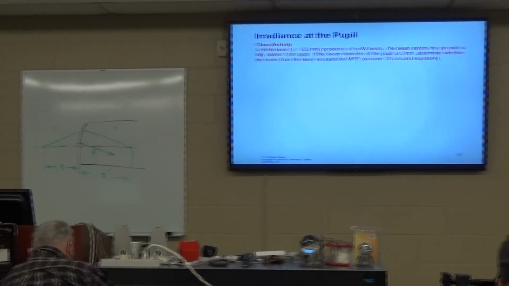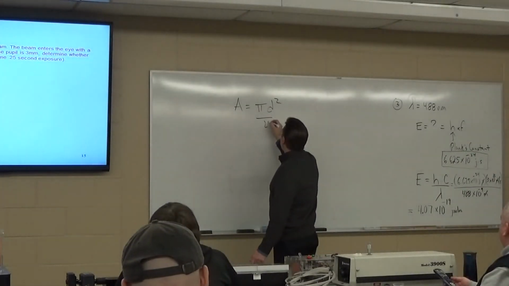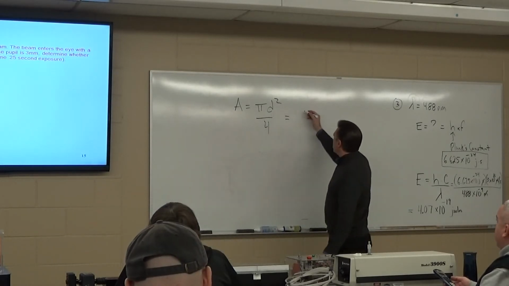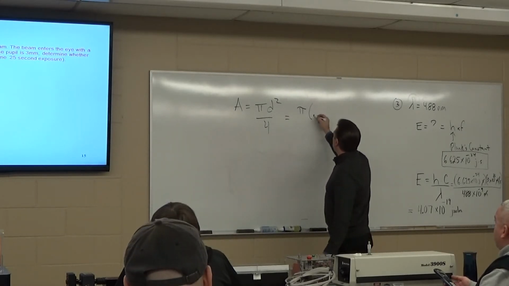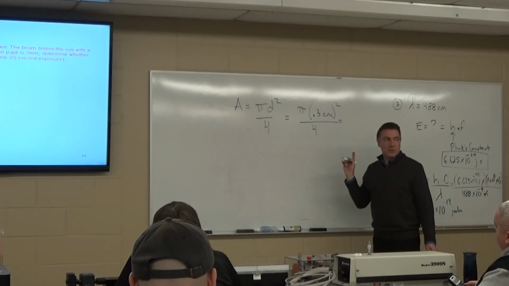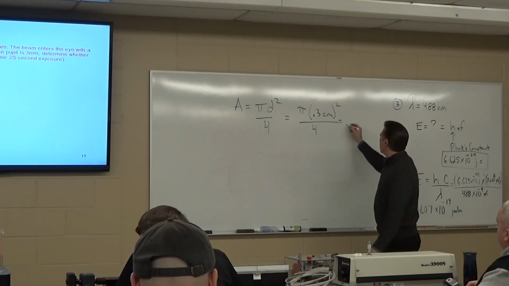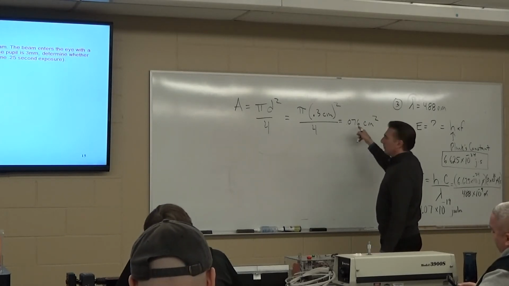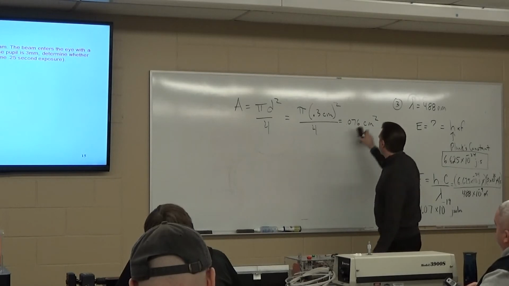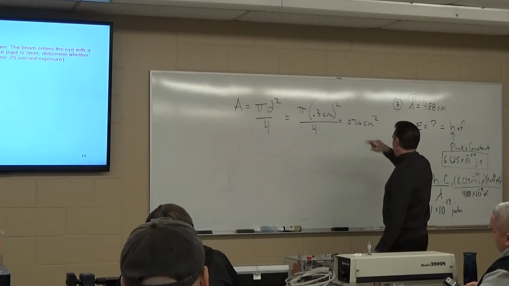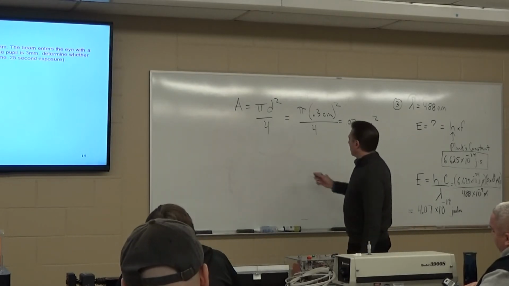Area is pi d squared over 4. We have a 3 millimeter diameter, so this is 0.3 centimeters. So pi times 0.3 centimeters squared divided by 4. You guys do this? What'd you get for a number? 0.0706 centimeters squared. Okay, round to 0.071. Throw it in there. So 0.0706 centimeters squared.